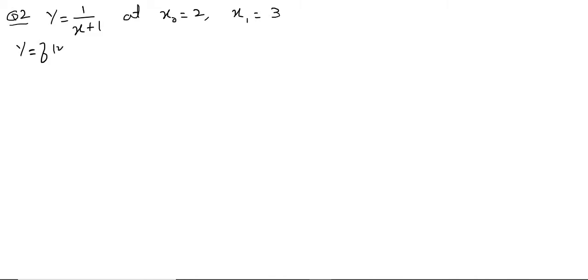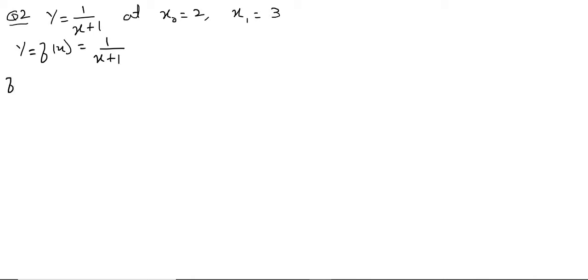Now question number 2. y is equal to 1 over x plus 1, at x naught is equal to 2, x1 is equal to 3. First of all, we will write it in the form y is equal to f of x is equal to 1 over x plus 1.